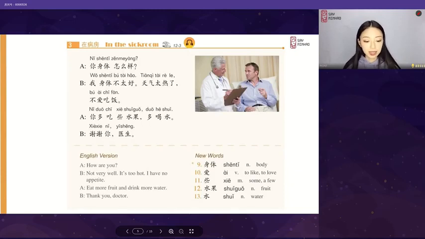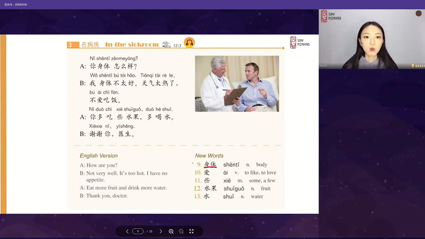First one, 身体. Read after me, please. 身体. Pay attention to the third tone, it is a half third tone. 身体, it means body. In China, you might hear someone ask you, 身体好吗? If I translate this sentence directly into English, then it actually sounds a little bit strange. How's your body? Is your body good? But actually, in Chinese, 身体 can refer to your health condition.